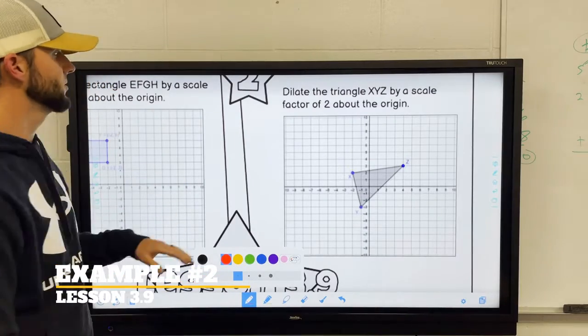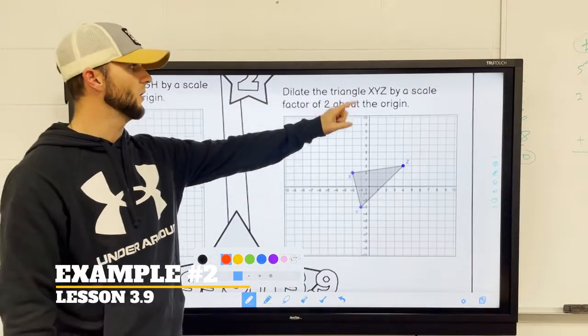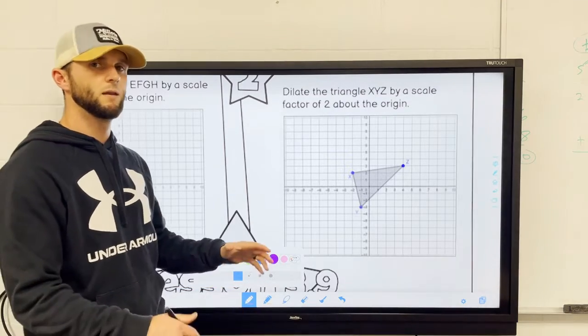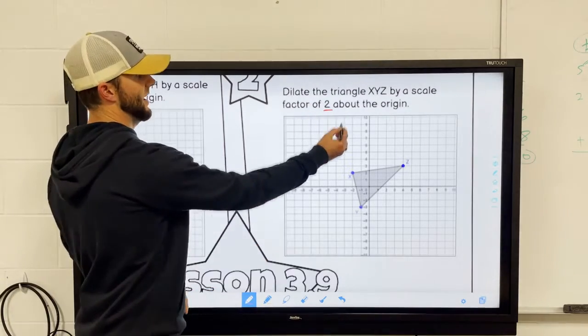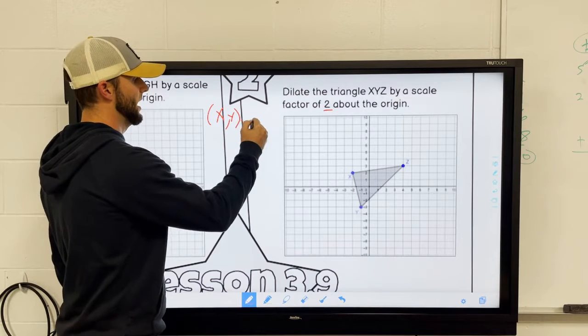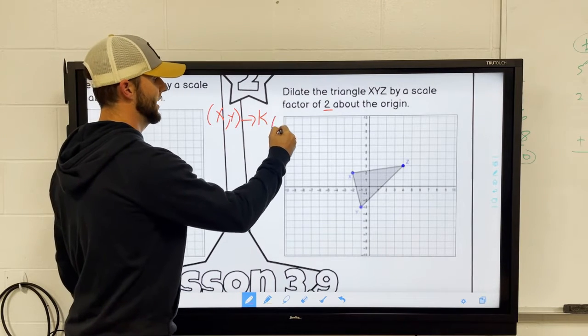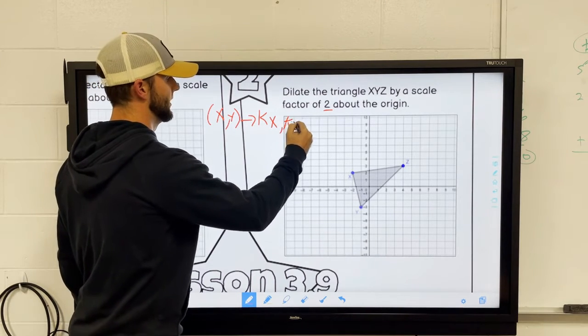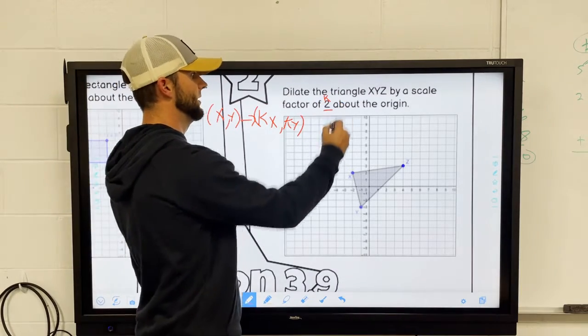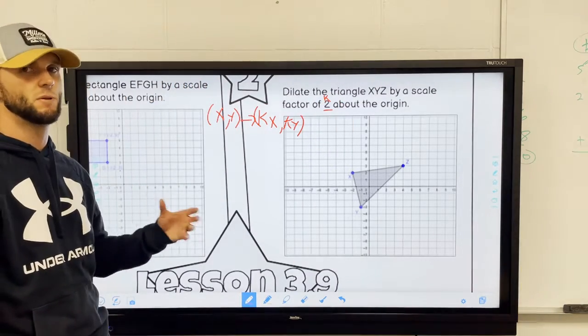All right, so look at example number 2. It wants you to dilate the triangle XYZ by a scale factor of 2 about the origin. So again, I'm multiplying by the scale factor, which is 2. So I have to take (x, y) and multiply it by the scale factor. So I'm doing k times x and k times y. This is going to be my k, so I'm literally just multiplying by 2.